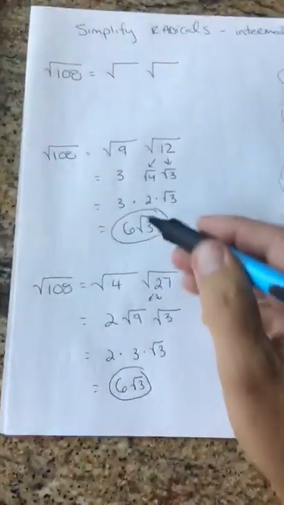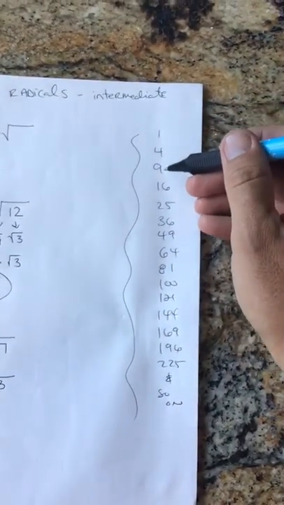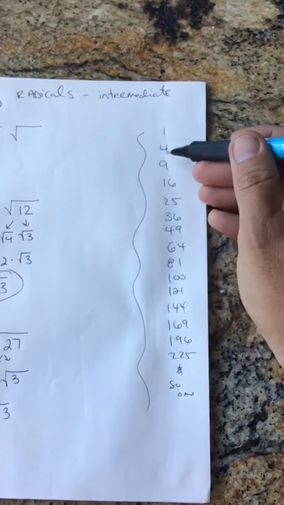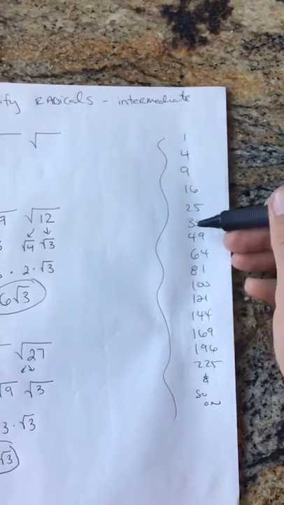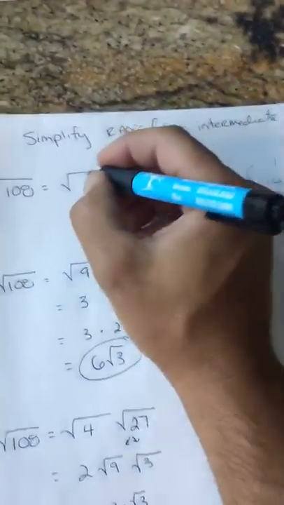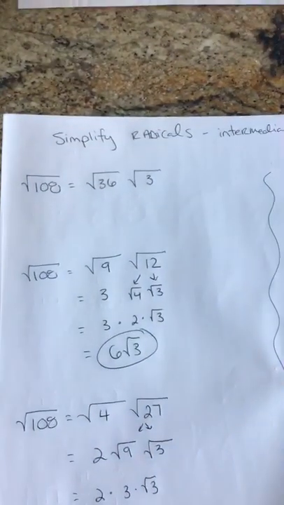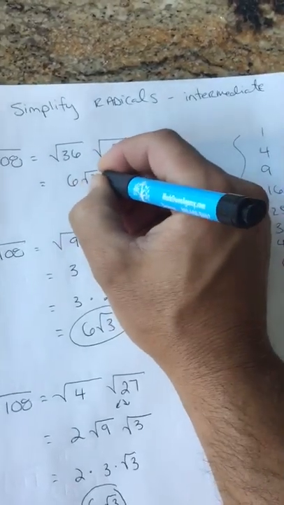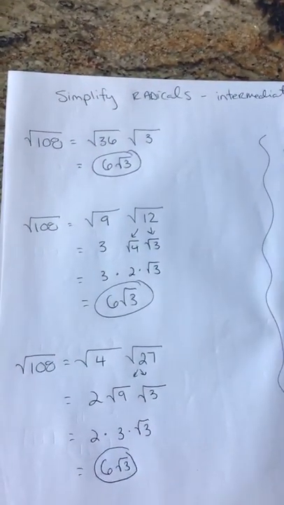Again, you can see same answer but by a different method. The best way to do this one is to search this list for all the numbers that go into it, but then find the largest one. So yes, 4 went into 108. Yes, 9 went into 108. 16 doesn't. 25 doesn't. 36 does. 36 goes in there 3 times, because 3 times 36 is 108. And the square root of 36 is 6. So you can get it in just one simplification step.